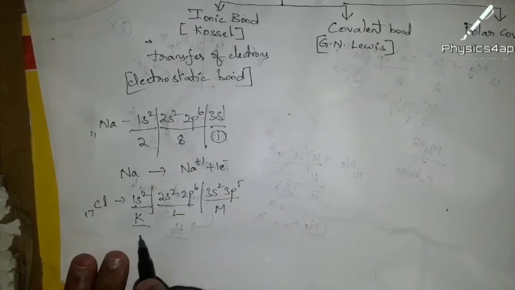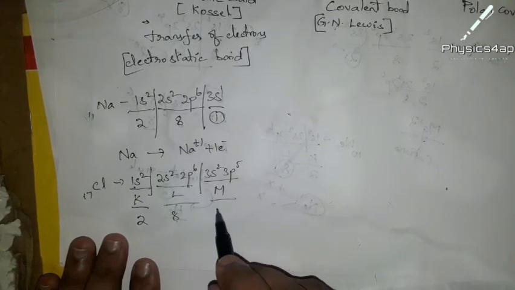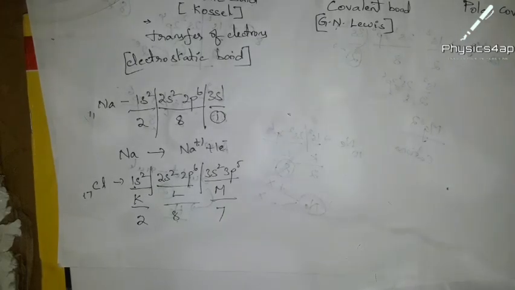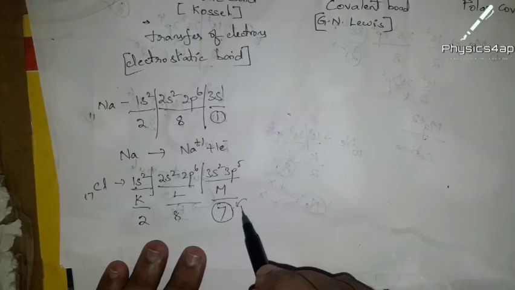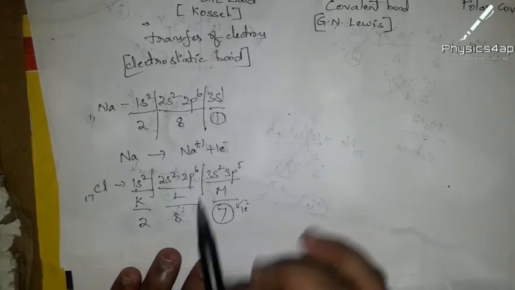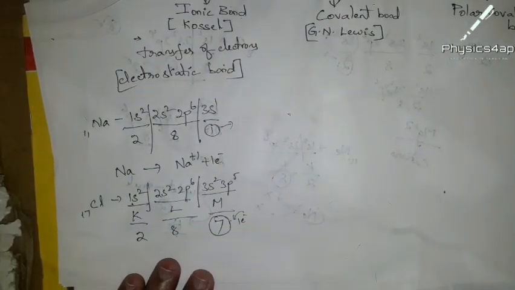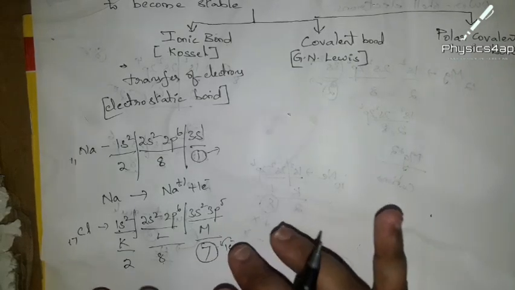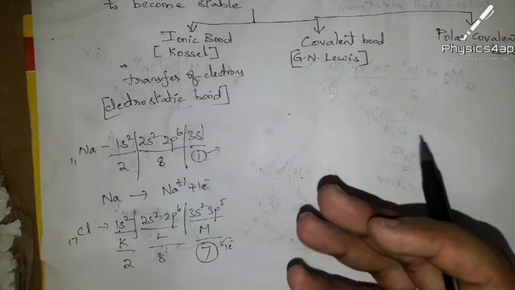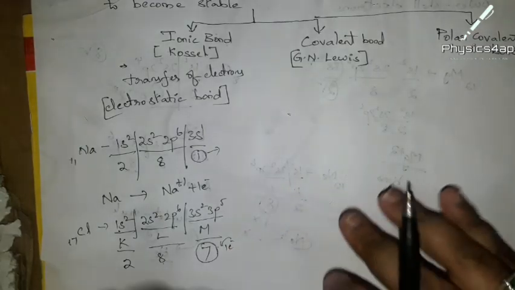So as this is the electronic configuration, when we see the first shell, the second shell and the third shell, the first shell has 2 electrons, the second has 8, and the third has 7 electrons. Now to get the octet, one electron is less, so one electron is added. Who is removing and who is adding, how we get the ionic bond and how the electrons are removed and added, we are going to see in the further classes.